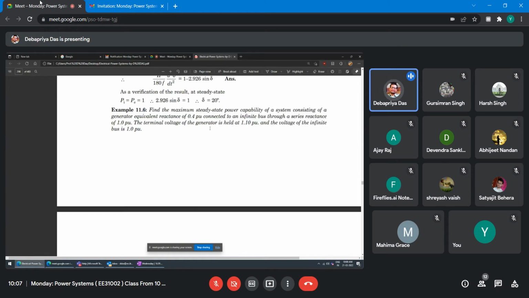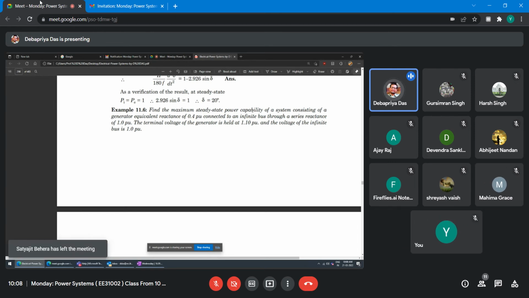This is like solving a circuit theory problem, at least this problem. It is given: find the maximum steady state power capability of a system consisting of a generator with equivalent reactance 0.4 per unit, connected to an infinite bus through a series reactance of 1.0 per unit. The terminal voltage of the generator is held constant, no variation, at 1.10, and the voltage of the infinite bus is 1.0.